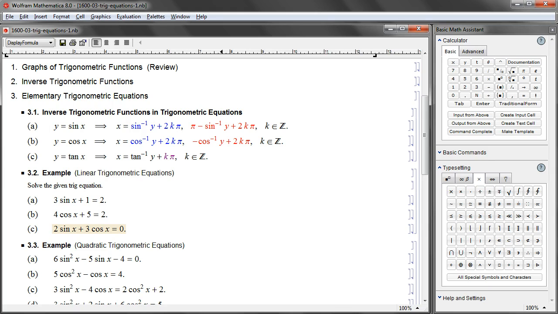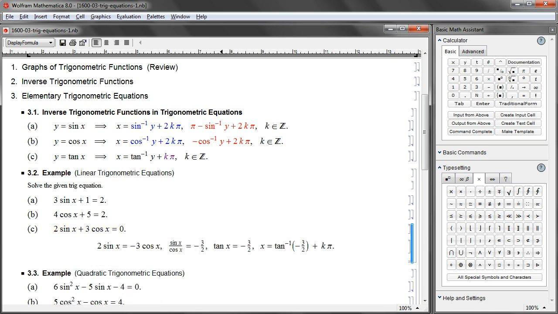It looks like sine and cosine because there's no tangents there, but it turns out to be tangent. And one way to handle it, move this cosine part to the other side. We get 2 sine of x is negative 3 cosine of x, and then divide both sides by cosine. We have sine over cosine is negative 3 halves. Because sine over cosine is tangent, we get tangent of x is negative 3 halves. That's basically it. We take the arctangent. Arctangent of negative 3 halves plus k pi, because period is pi.